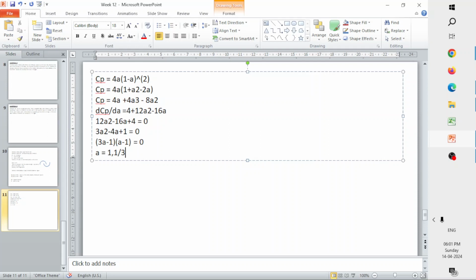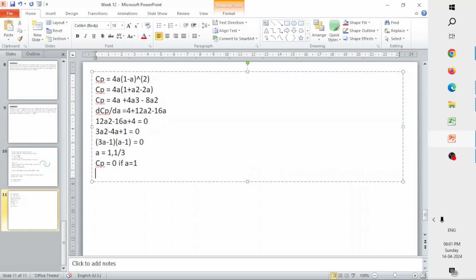But if you put the value of a equal to 1 in the expression, if you just substitute and check, then you will get the value of Cp as 0 if a is 1, right? So that means you cannot derive any power from the rotor or the windmill. So there is no point of doing that, right?